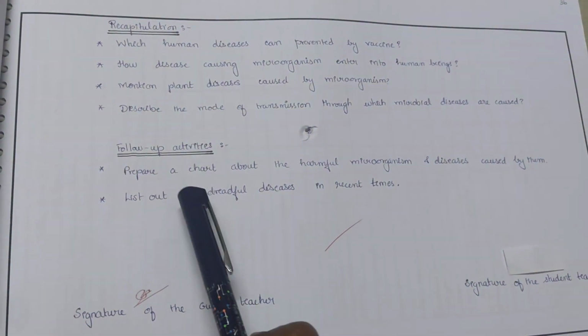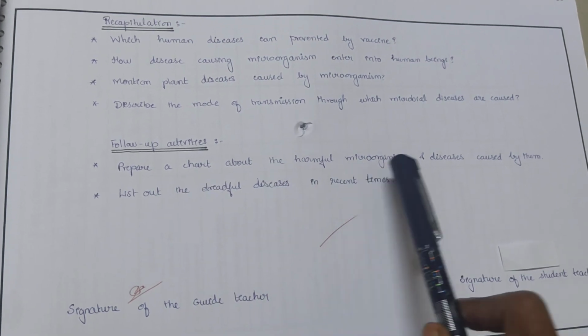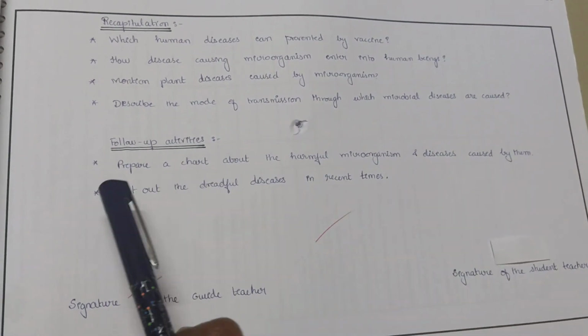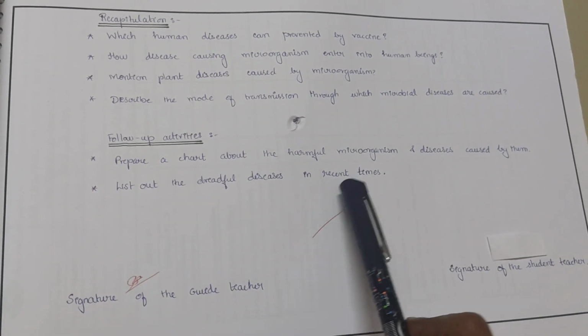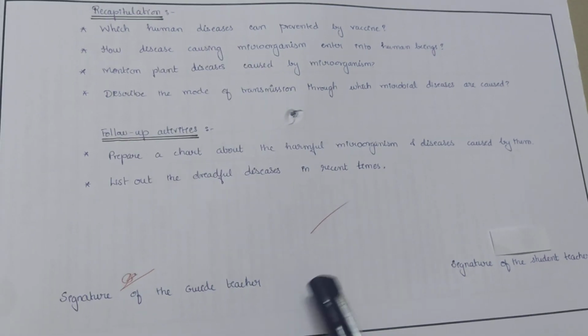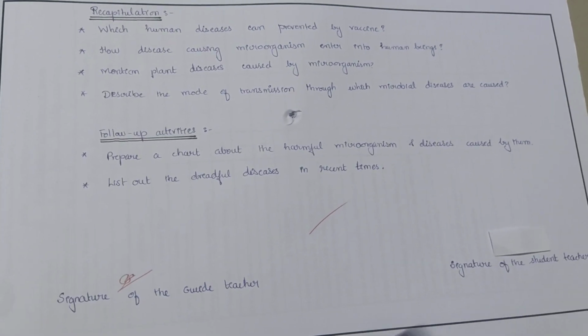Follow-up activities: prepare a chart about harmful microorganisms and diseases caused by them. List out the dreadful diseases in recent times. Then wind up with the signature of your student teacher.